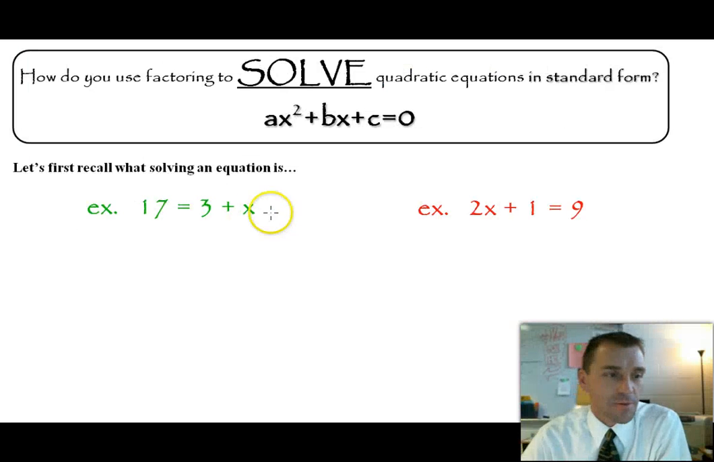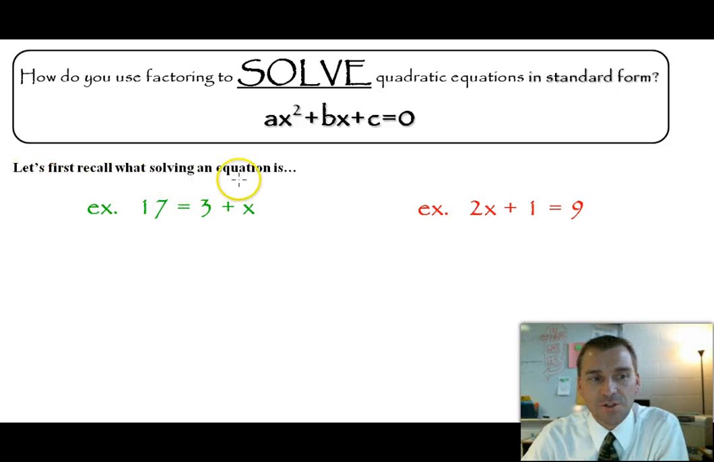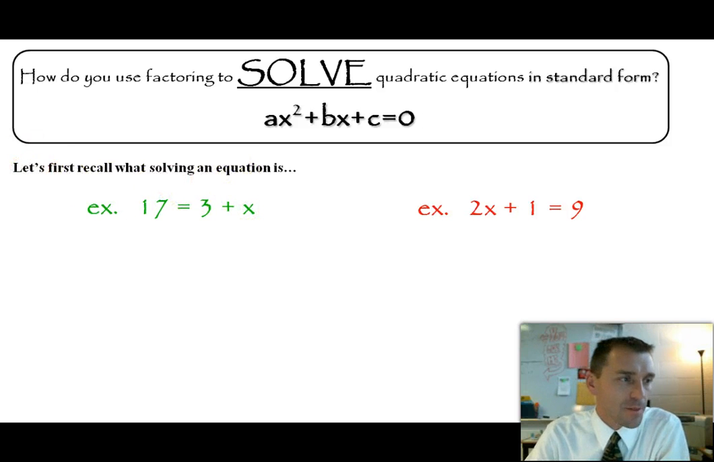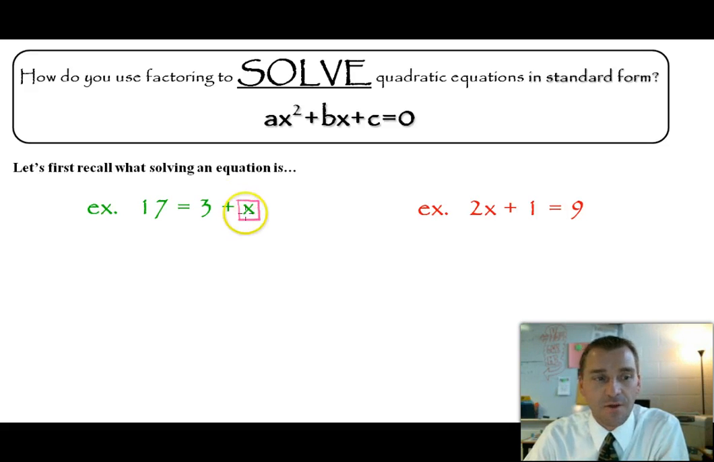Okay, so before we get into anything really tremendously, let's first recall what solving an equation is. Remember, when we're solving, all you're doing is this. You are getting the variable by itself, and you're finding the value for x that when you put it in here would make this equation true. That's what solving really is. Now, you can look at this right away and say, oh, that means x has to be 14. Yes, because 14 plus 3 does give you 17.